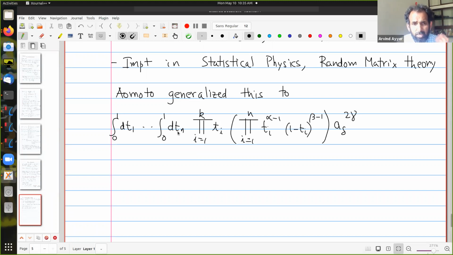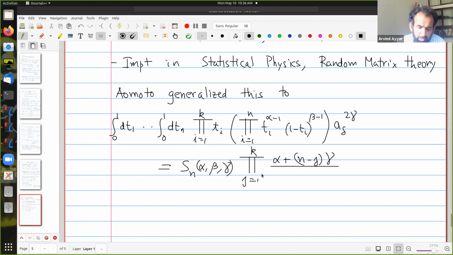Of course, you realize that these are all symmetric. So you could have replaced t1 up to tk by tn minus k plus 1 to tn; you could choose whichever k of them. And what Aomoto showed was that this is equal to the same product that we had before, Sn of alpha, beta, gamma, times the product j equals 1 to k. Now you have some extra factor, alpha plus n minus j times gamma, divided by alpha plus beta plus 2n minus j times gamma.